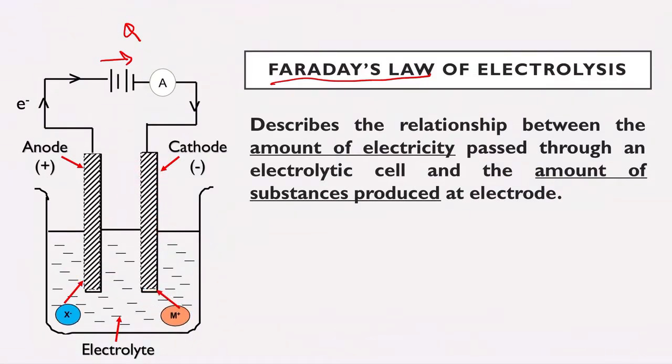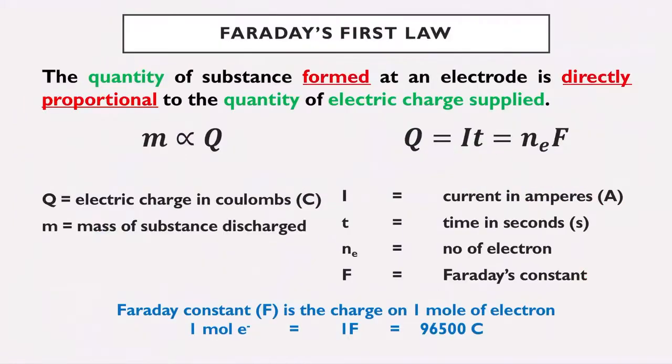So we will be using Faraday's law of electrolysis. It describes the relationship between how much electricity is passed through your electrolytic cell and the amount of substance that's produced. Your amount of substance can be in mass, mole, or whatever. Generally that's Faraday's law, but we are specifically going to use Faraday's first law. Faraday's first law relates the quantity of substance formed at your electrode. The quantity of substance, M, is directly proportional to the quantity of electric charge supplied. So the more electric charge you supply, the more product is formed.